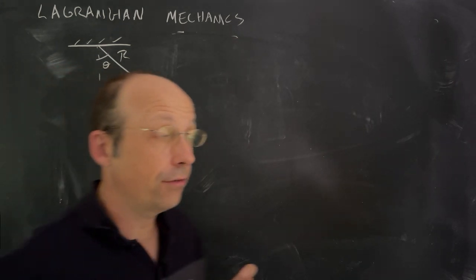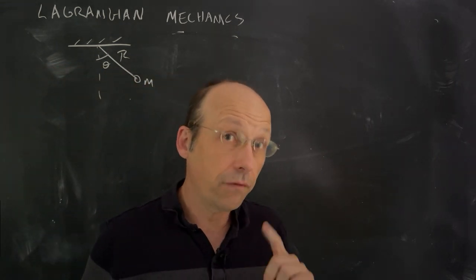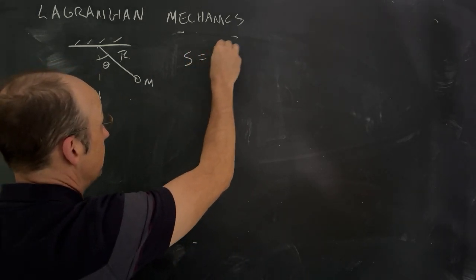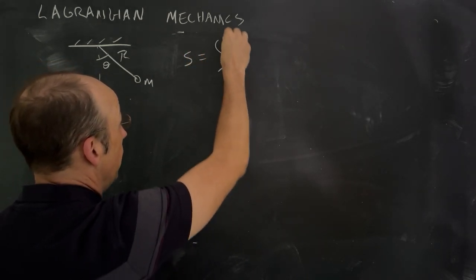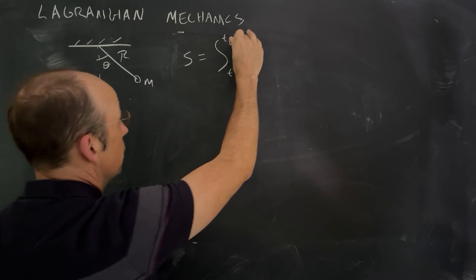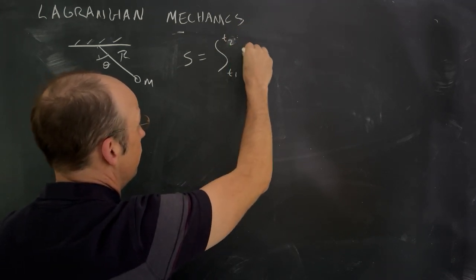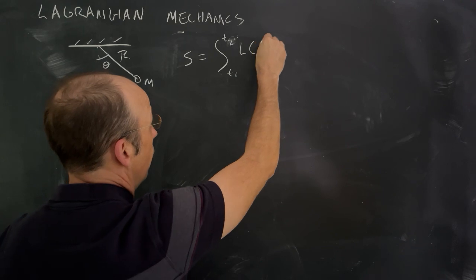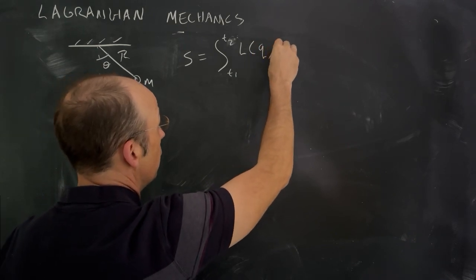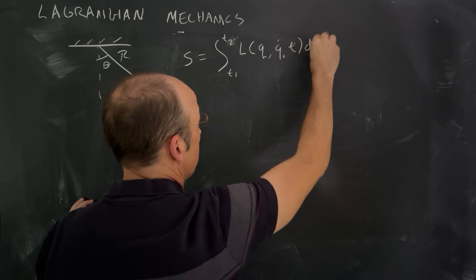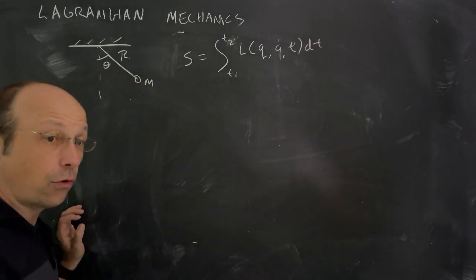I can solve this through the principle of least action. So we define the action as the integral from t1 to t2 of some variables, it doesn't even matter, L of q, q dot, t dt. So it's a path integral over time.